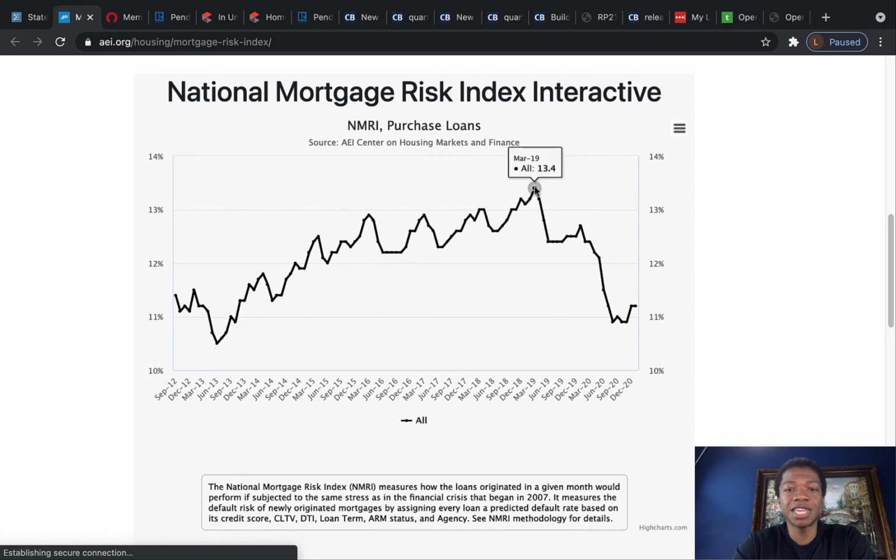The same thing here in March of 2019. The loans that were created at that time, 13.4% of them would have started down that foreclosure path. And so we can see where we are in terms of the mortgage risk index.